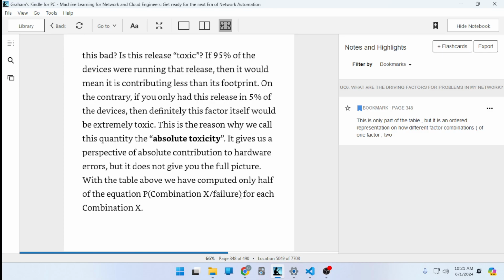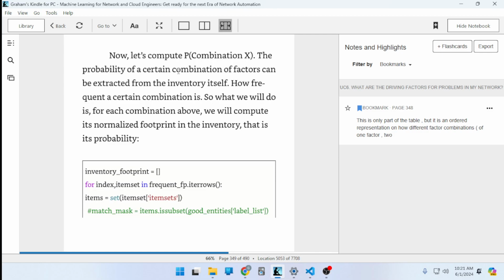With the table above, we have computed only half of the equation for each combination x. Now let's compute the probability of combination x. The probability of a certain combination of factors can be extracted from the inventory itself: how frequent a certain combination is. So for each combination above, we will compute its normalized footprint in the inventory. That is its probability.